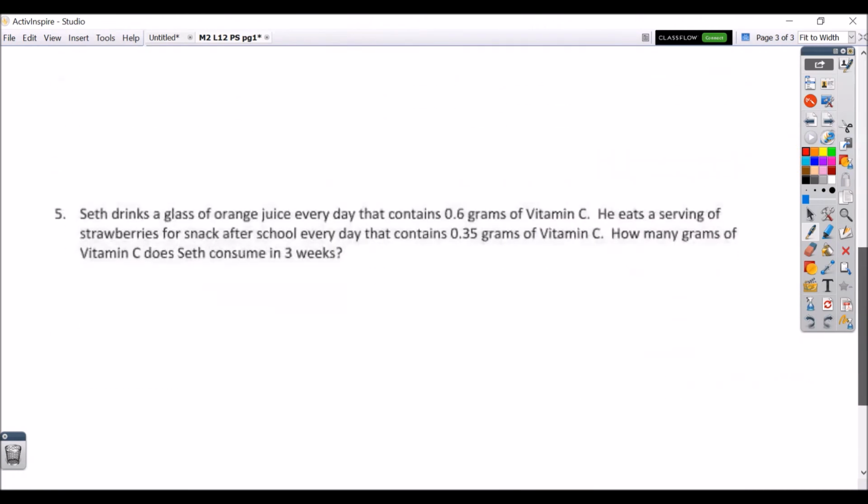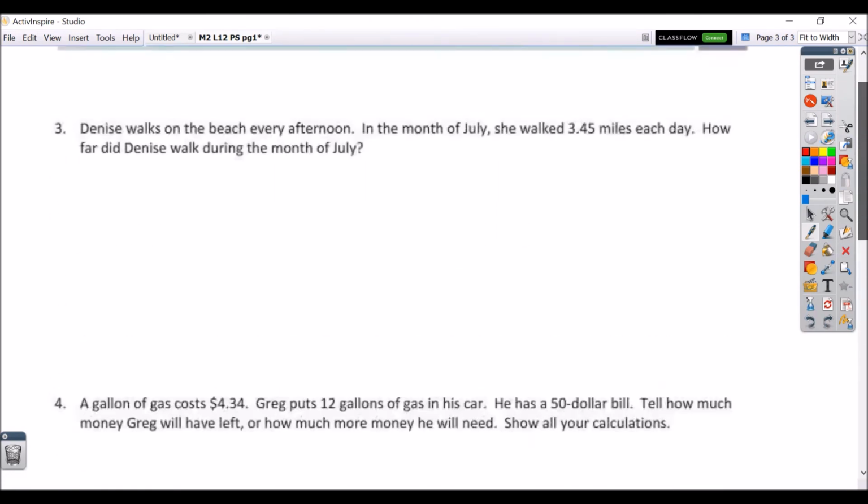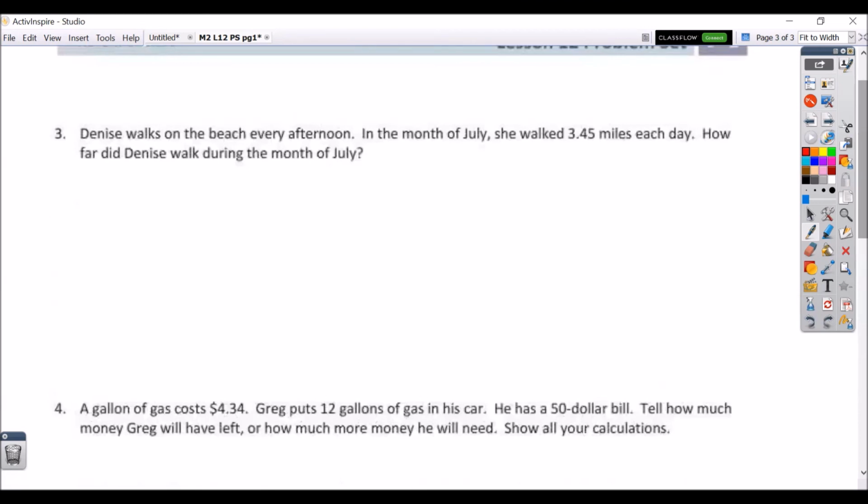And I'm going to allow you to pick just one of these, and I'm going to pick for you. We're just going to work on 3. We're going to be working on Denise walking the beach every afternoon. I'll help you set it up, and then you'll check your work after. So Denise walks on the beach every afternoon. In the month of July, she walked 3.45, or 3 and 45/100, miles each day. How far did Denise walk during the month of July?